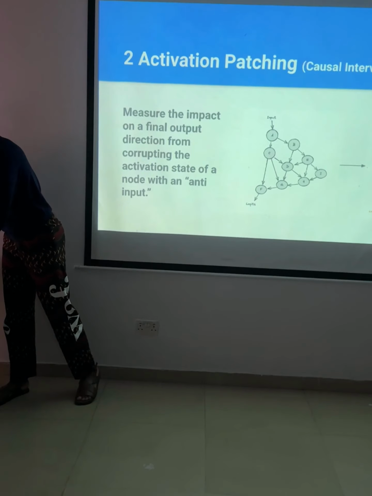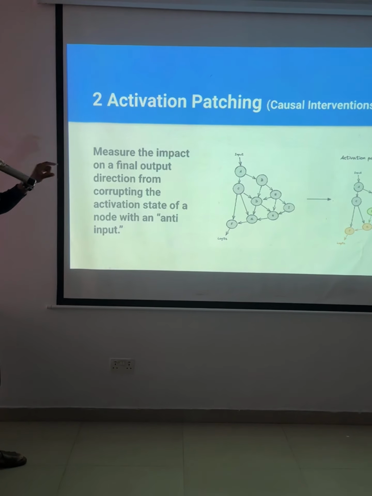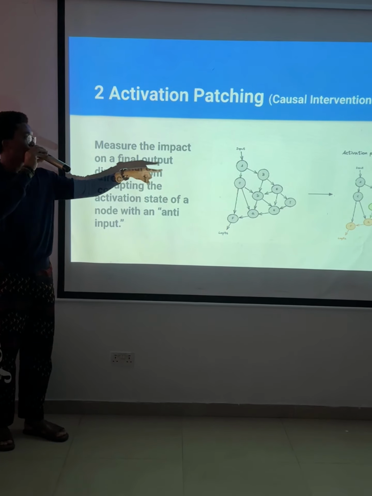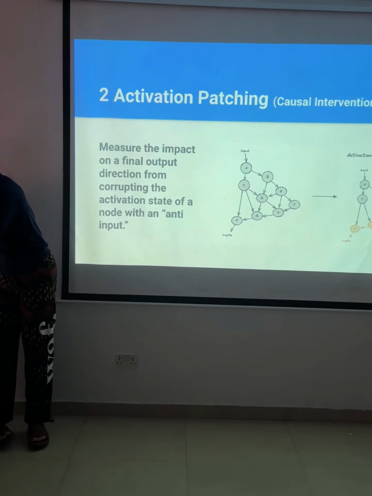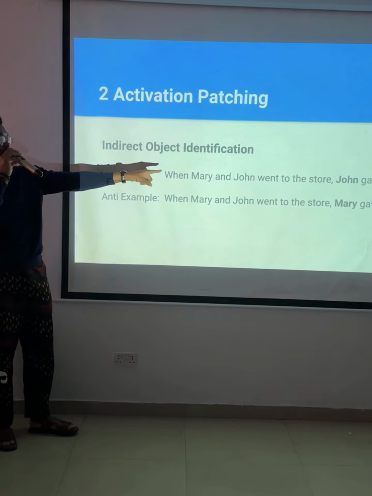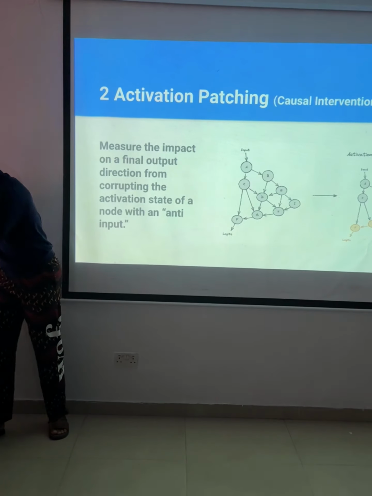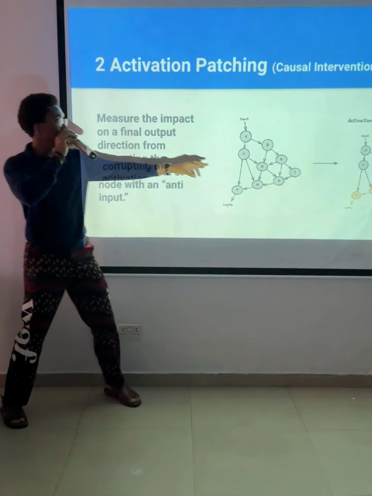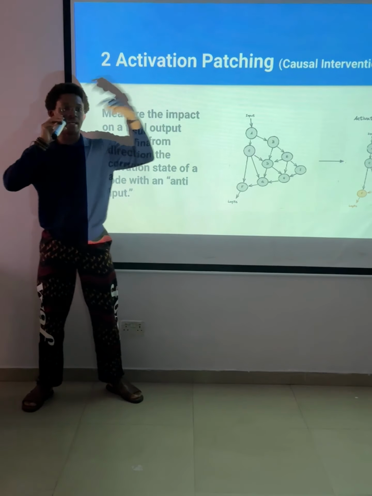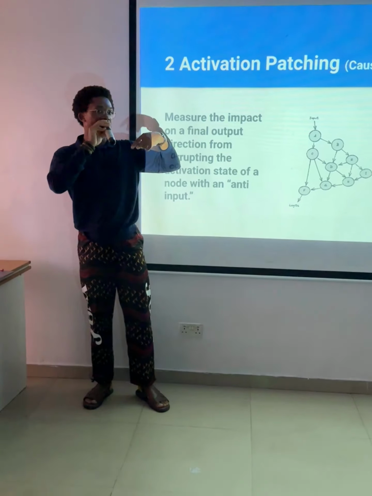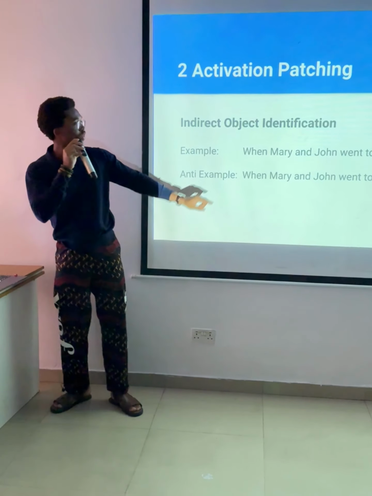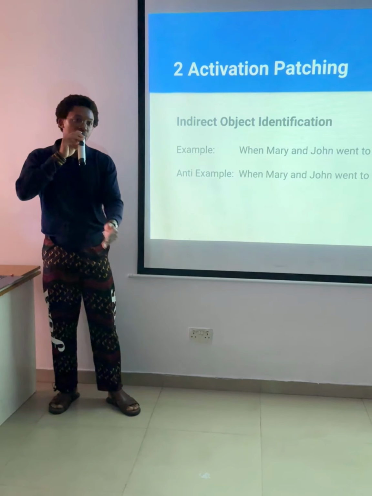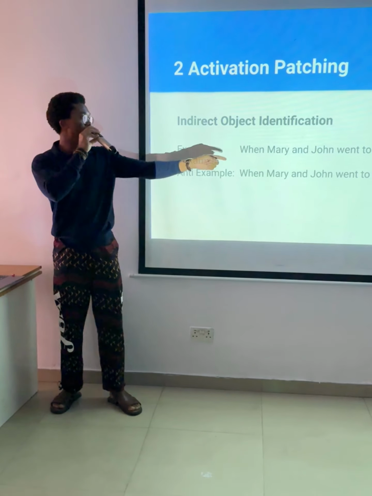So looking back to this, what we want to know is which of the components of the computational graph are critical for predicting Mary in the first example. What we can do is pick on every single one and give them an input that is actually the anti-example, the second one. And then we judge if the output continues to be Mary or John.